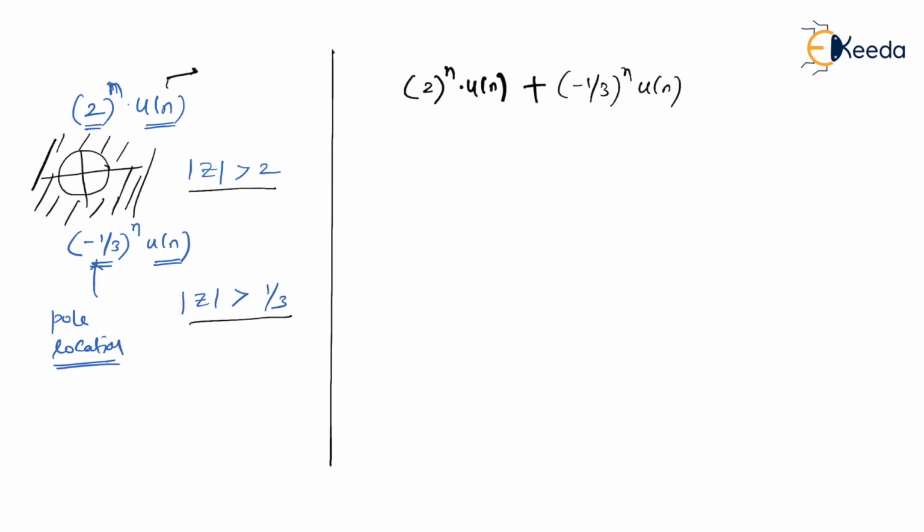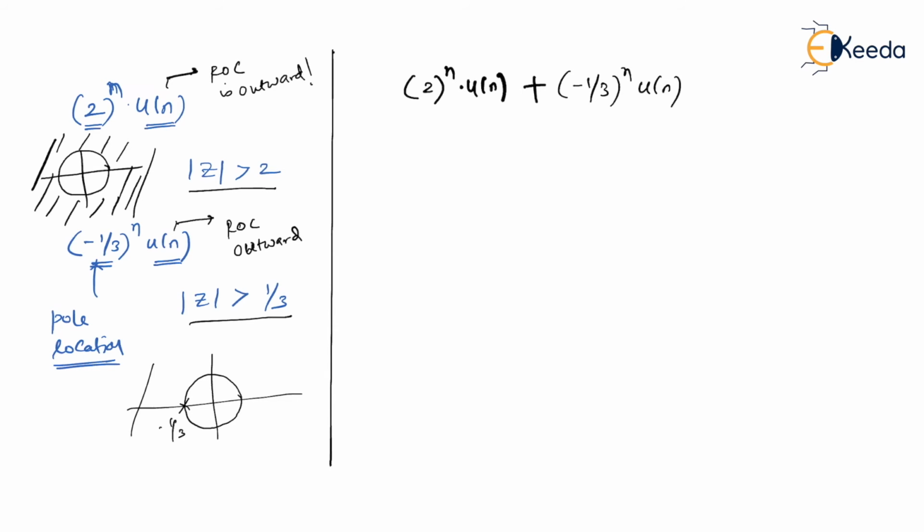Please remember, the presence of u[n] makes the ROC outward. The presence of u[n] again makes the ROC outward. That is, here we are going to draw a circle of radius 1/3 with the pole present at -1/3, and again the ROC is outward because there is a presence of u[n]. Is that right? Here there are two poles, one pole at 2, the other pole at -1/3.